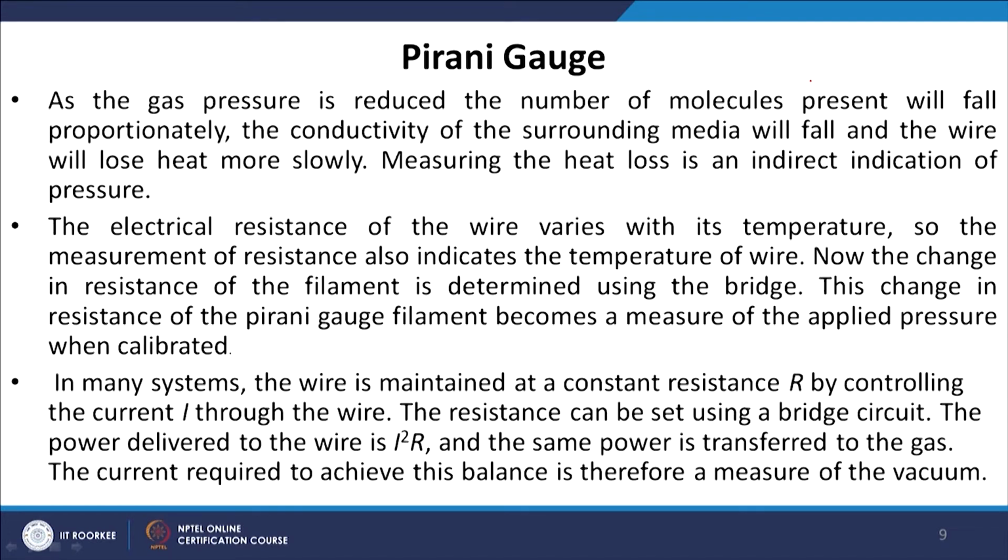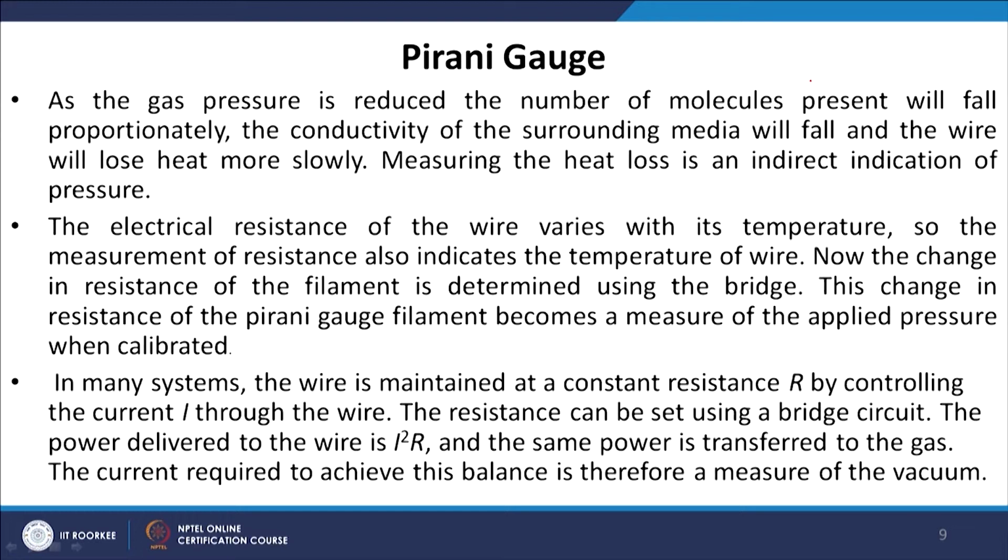In many systems, the wire is maintained at a constant resistance R by controlling the current through the wire. The resistance can be set using a bridge circuit. The power delivered to the wire is I squared R, where I is the current and R is the resistance, and the same power is transferred to the gas.